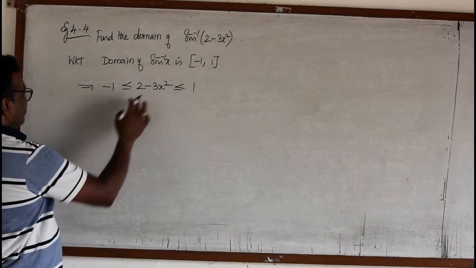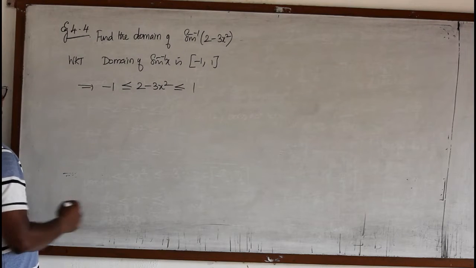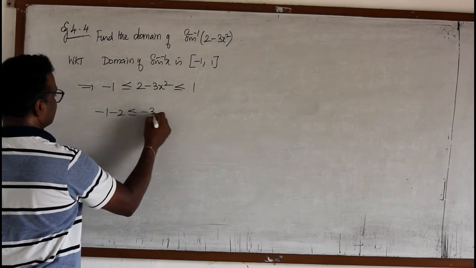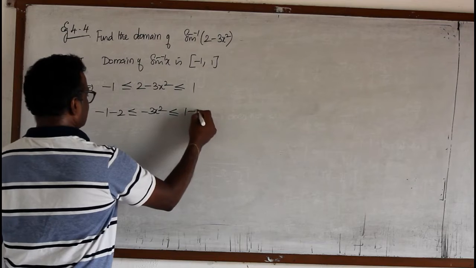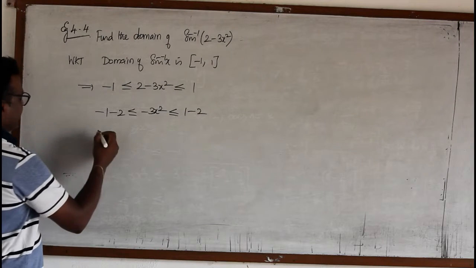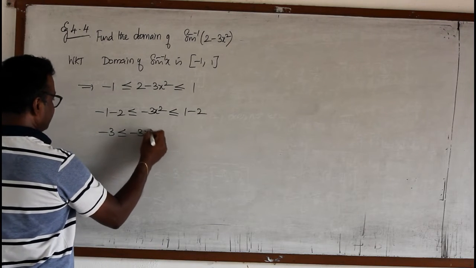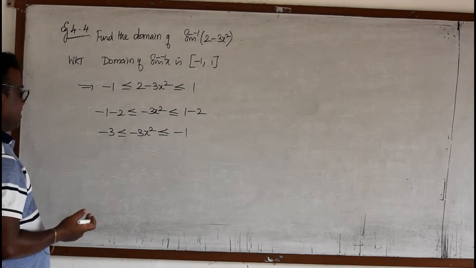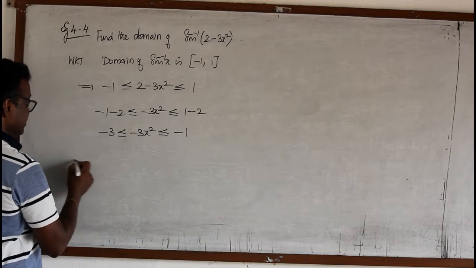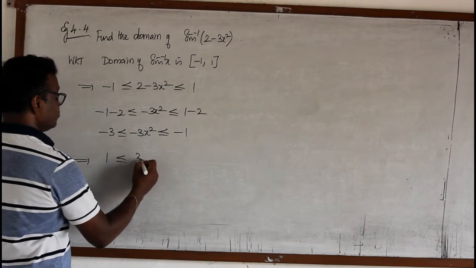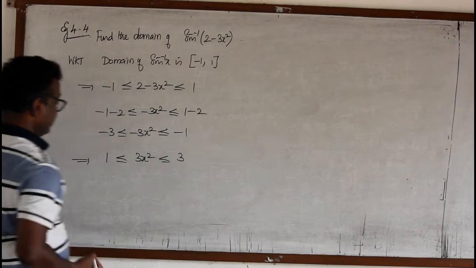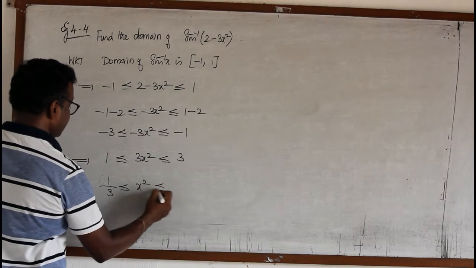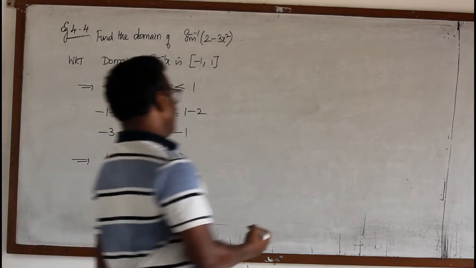Now we shall find the limits of this x. Taking 2 to either side, it is minus 1 minus 2 less than or equal to minus 3x square less than or equal to 1 minus 2. That is minus 3 less than or equal to minus 3x square less than or equal to minus 1. All are having minus signs, so if I remove the minus sign, the inequality will change. That is 1 less than or equal to 3x square less than or equal to 3. Now dividing by 3, it is 1 by 3 less than or equal to x square less than or equal to 1.